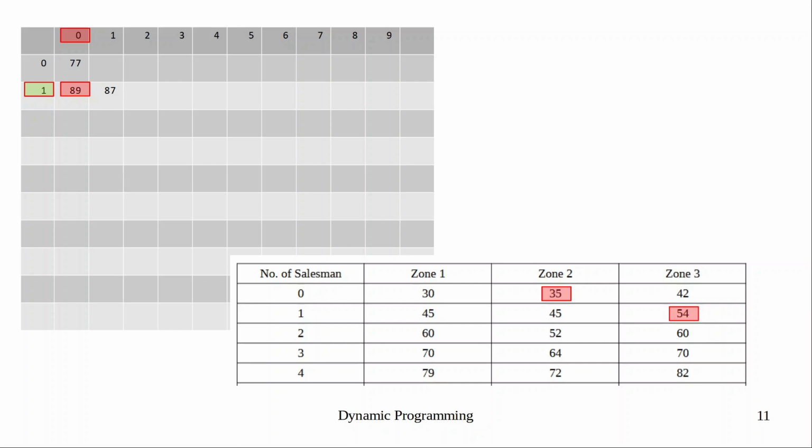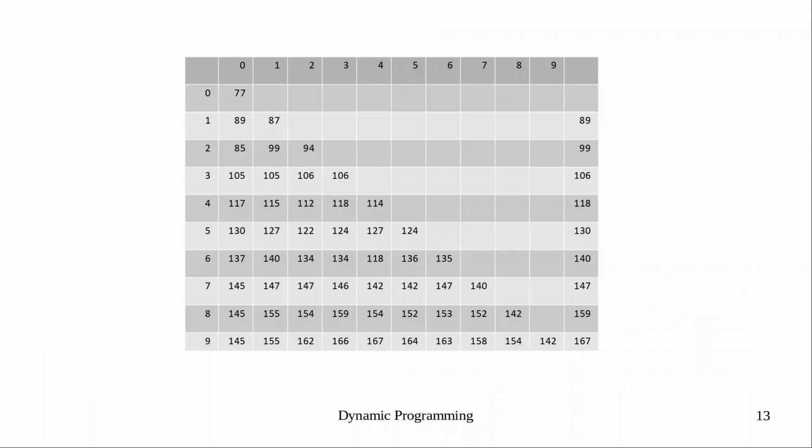Now the second scenario is you can allocate 1 sales team to zone number 2 and 0 sales team to zone number 3. So the total sales that you're going to get is 45 plus 52. That makes it 87. Now, similarly, what we do is we create a table like this where I had shown you how we solve it for number of salesmen in zone 2 as 1.